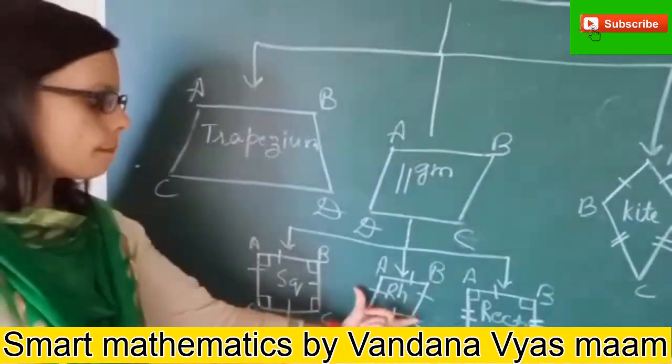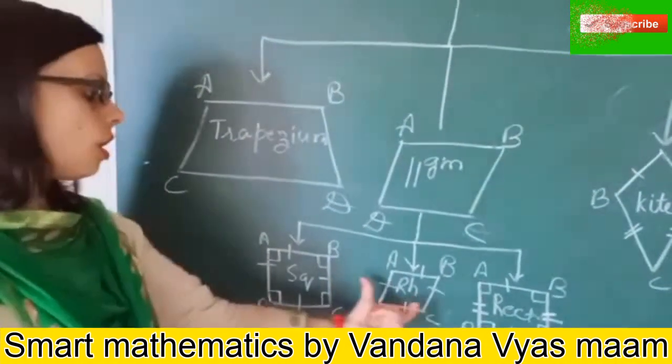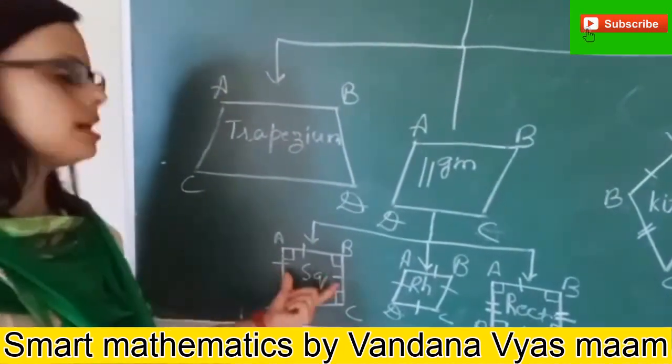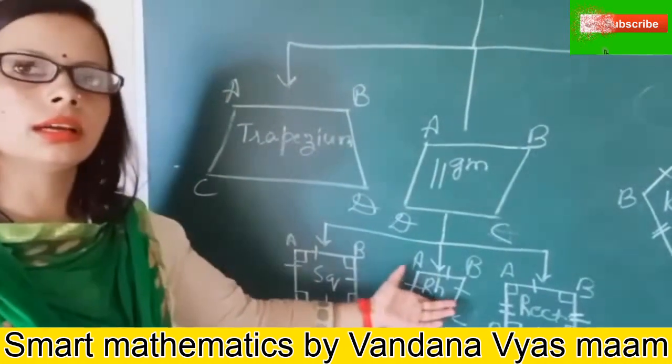And students, rhombus. What is a rhombus? A rhombus is also called a slanting square. Clear?